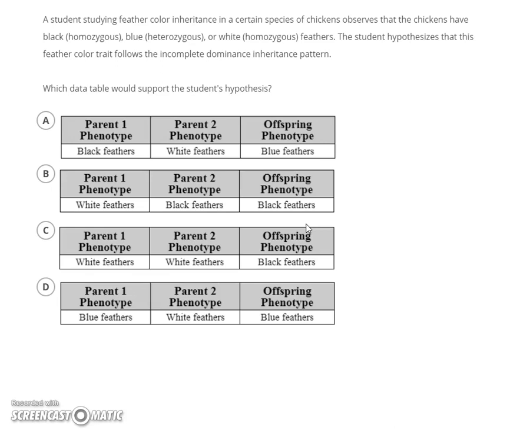So the way a student could test this is by having one parent that is purebred black, one parent that is purebred white, and we would see blue offspring. A is the answer here, because if this offspring comes from these two parents, they should be heterozygous. So if they're correct, the heterozygous should come out blue, and so A should tell us if this is a correct analysis of the type of inheritance that's happening. So A, black feathered parent, white feathered parent should make offspring with blue feathers because they'd all be heterozygous.